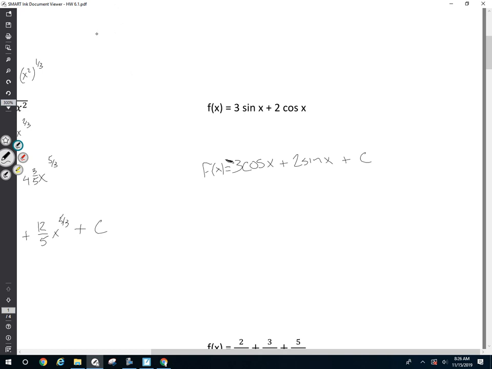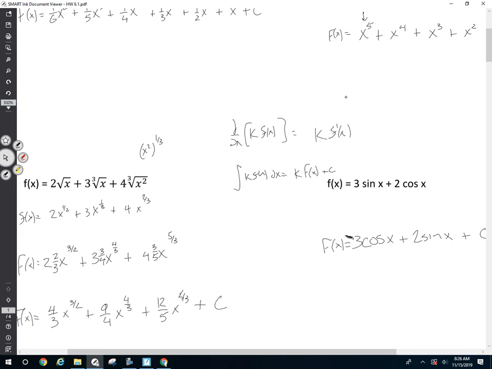The derivative of a constant times a function is just the constant left alone times the derivative of the function. And then the antiderivative of a constant times a function is just the constant times the antiderivative of the function. Same deal. I'll put that there.